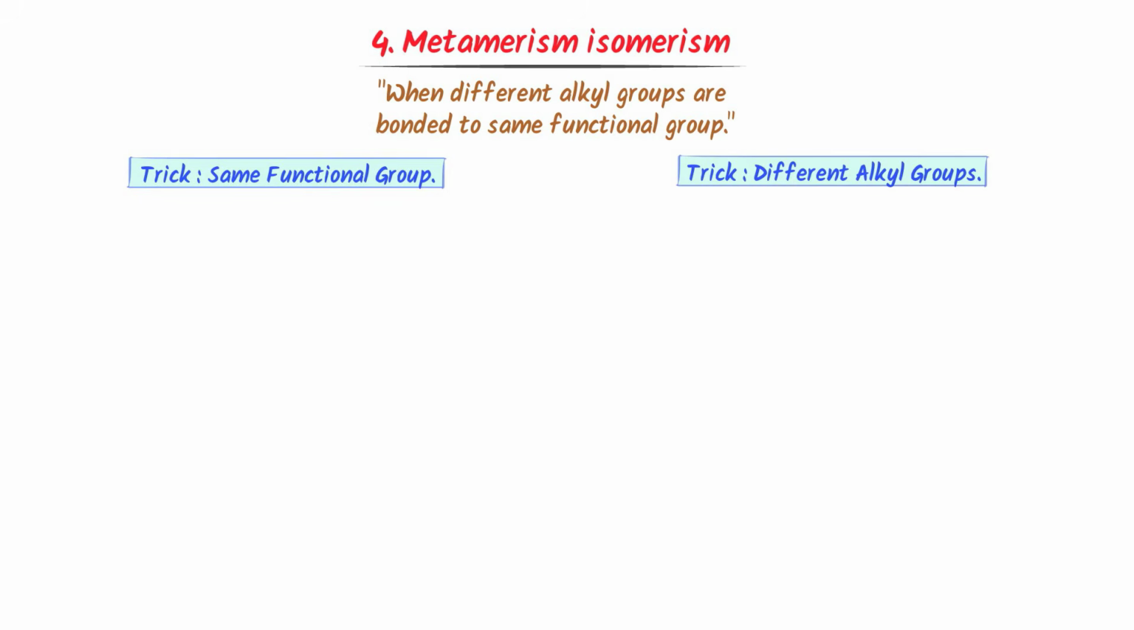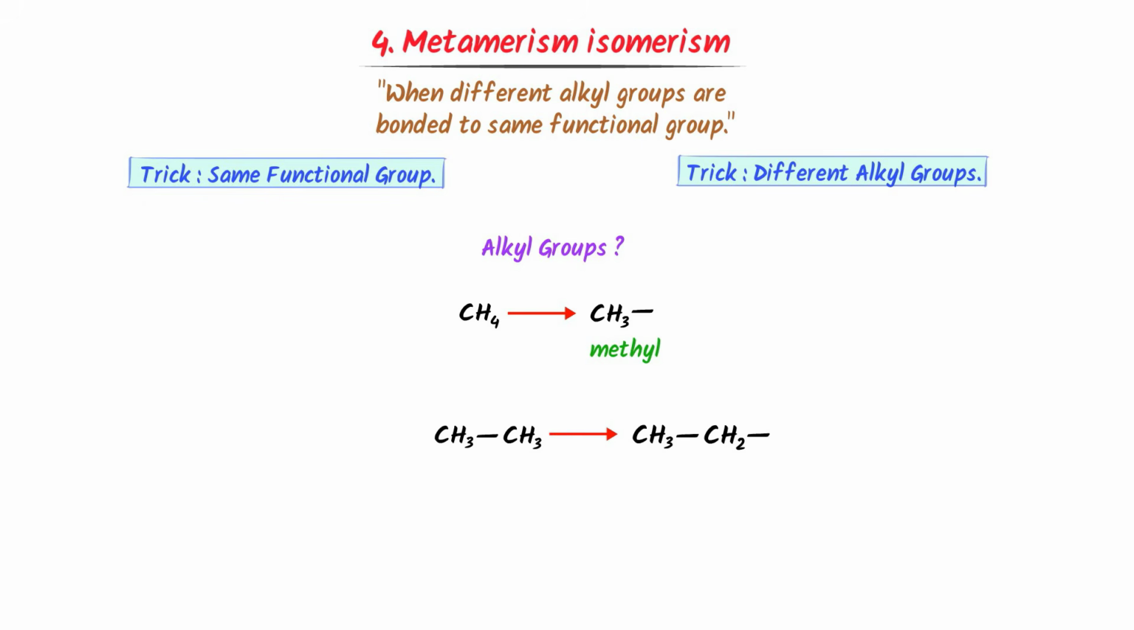Here the question is, what are alkyl groups? Well, consider methane CH4. When we remove one hydrogen from methane, we get CH3 and we call it methyl. Secondly, consider ethane. When we remove one hydrogen from it, we get CH3CH2 and we call it ethyl. Thus, in this way, we can form alkyl groups. Remember that an alkyl group is represented by R dash.